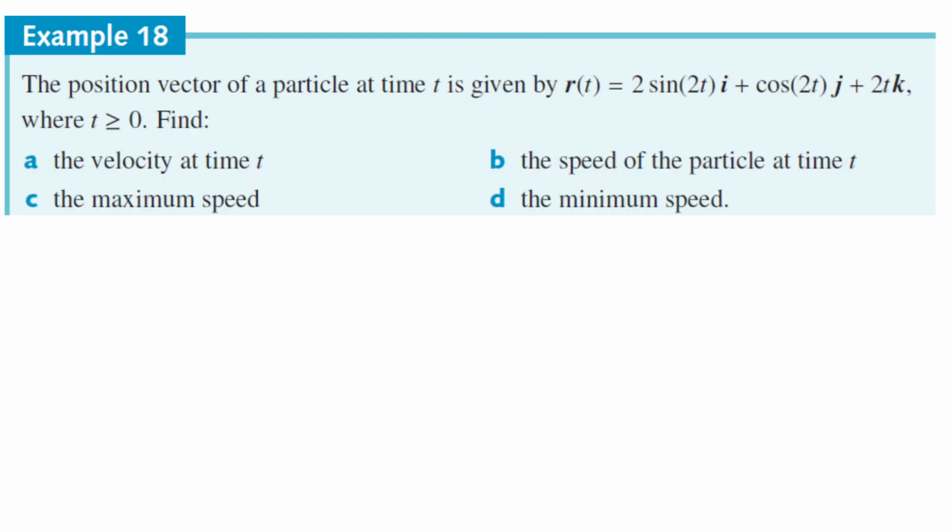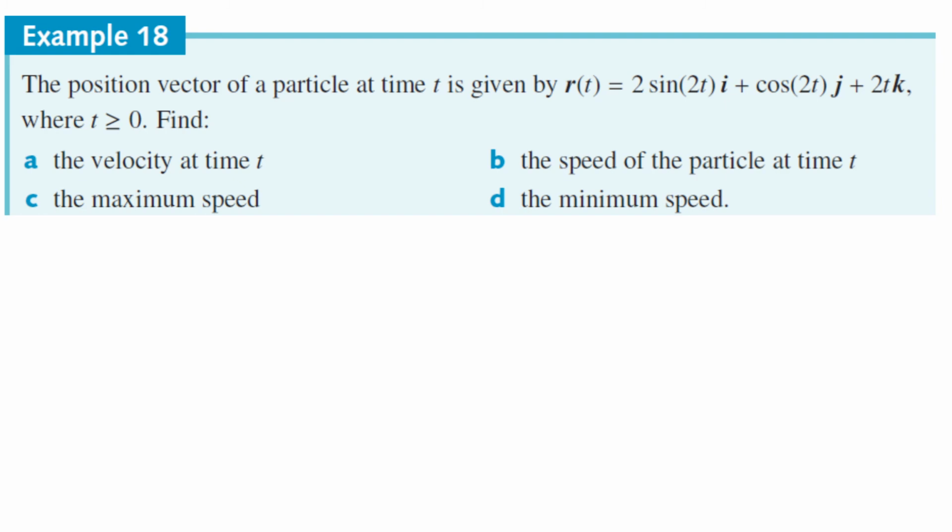All right, here's just a little bit more practice. So, 3-dimensional travel. We need to work out its velocity at a particular time t, its speed at time t, and then from there work out the maximum speed and the minimum speed. So see how you go.